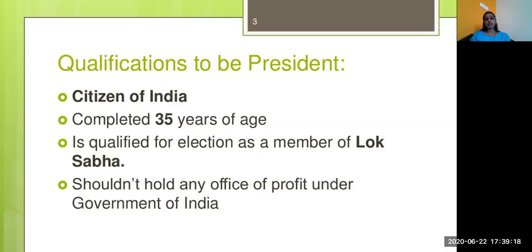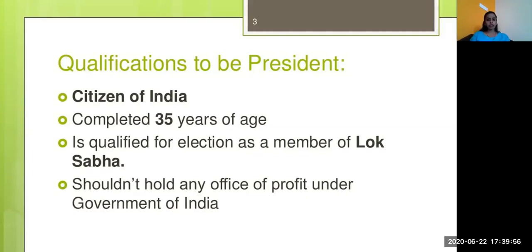Second qualification is about the age criteria. One should complete 35 years of his age to be the President or the Vice President of India. Next, he or she should be qualified to be a member of Lok Sabha. Next is that he or she should not hold any office of profit under government. Additional to all these points, one should not have any criminal record, one should not be insolvent, and one should not be of unsound mind.